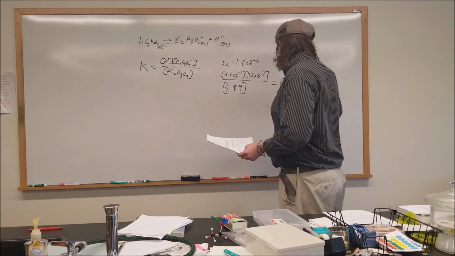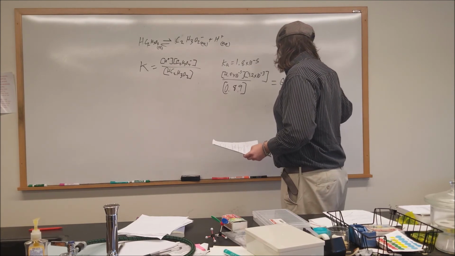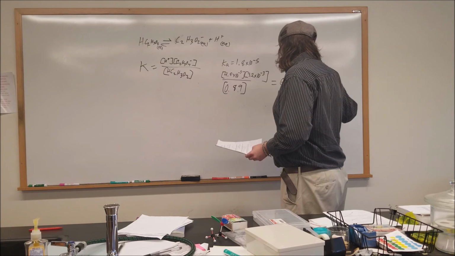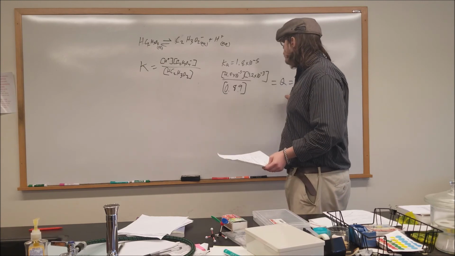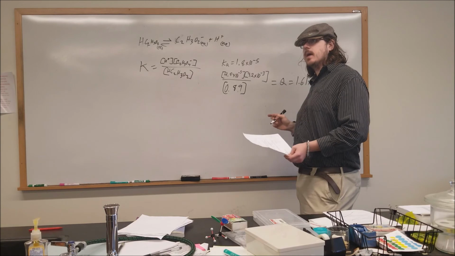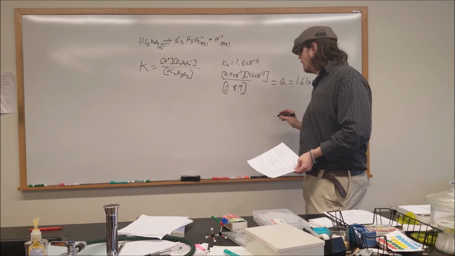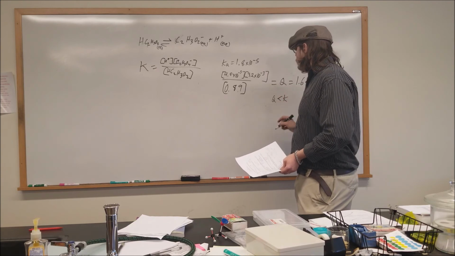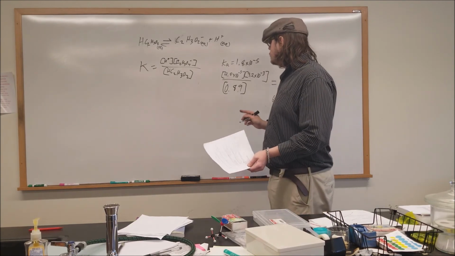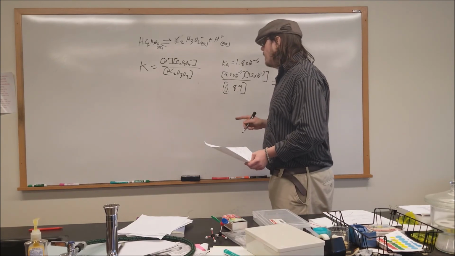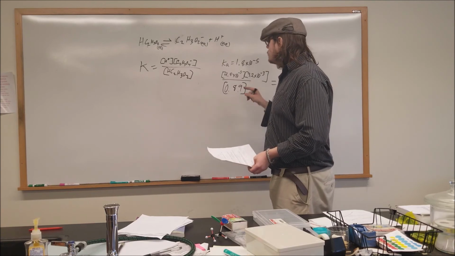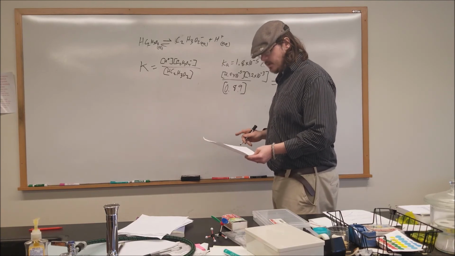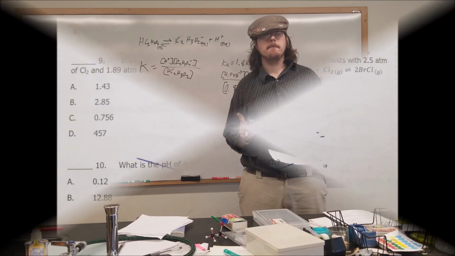So we plug this in, and we get 1.61 times 10 to the negative fifth. Is 1.61 greater than or less than 1.8? So Q is less than K, meaning we need just a smidgen more products. So this will shift to the right. Answer B.